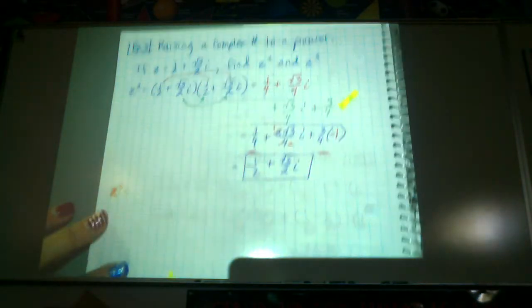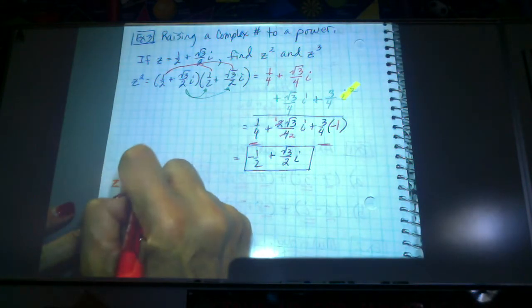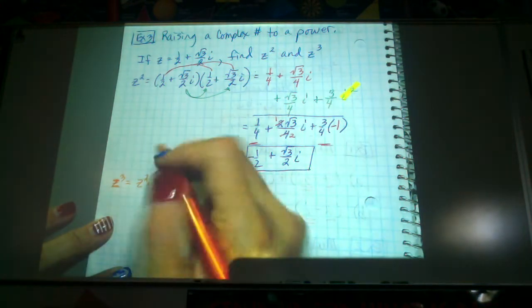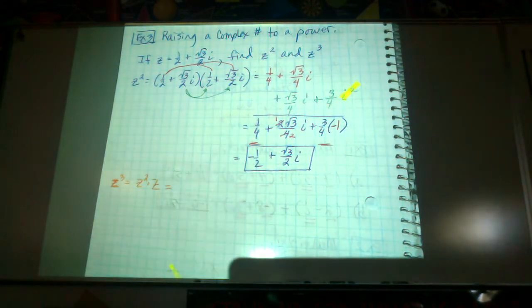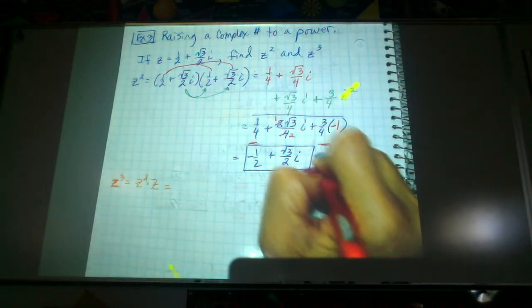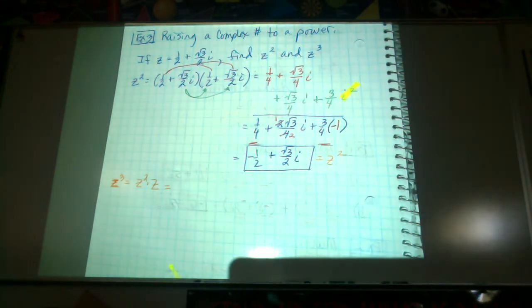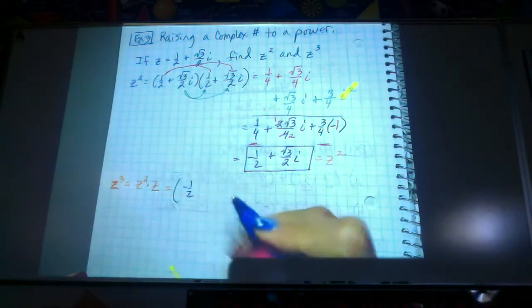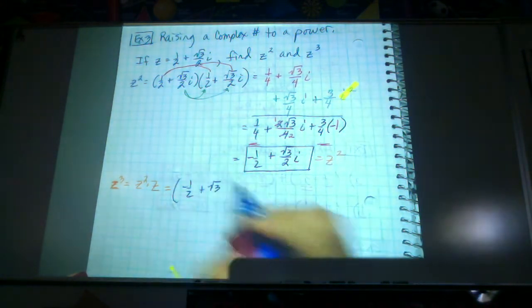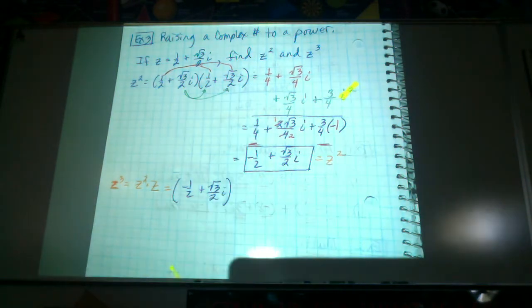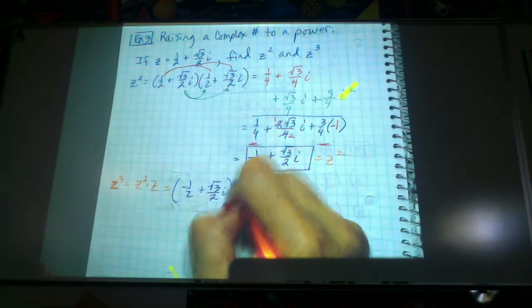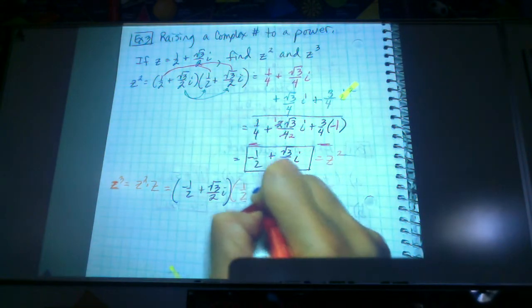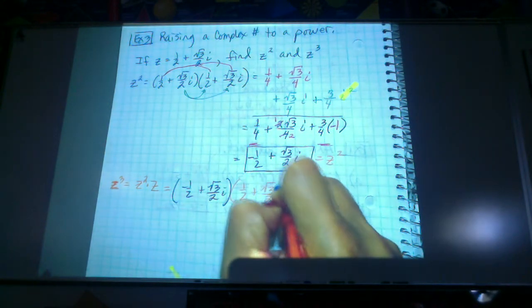Z cubed. Isn't z cubed equal to z squared times z? So this right here equals our z squared. We're going to take that value and use that for z squared, so negative 1/2 plus the square root of 3 over 2i. Then I'm going to multiply it by z. z is positive 1/2 plus radical 3 over 2i.